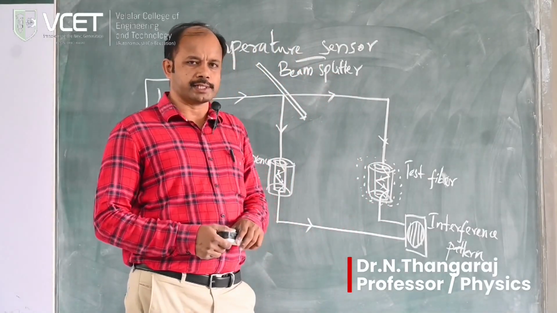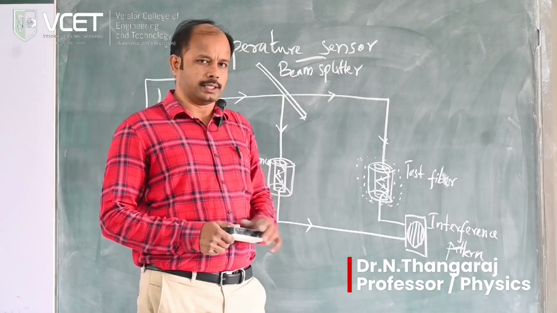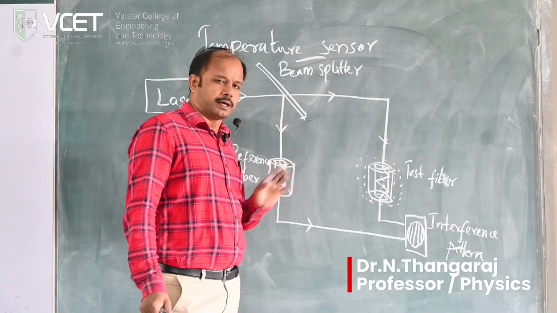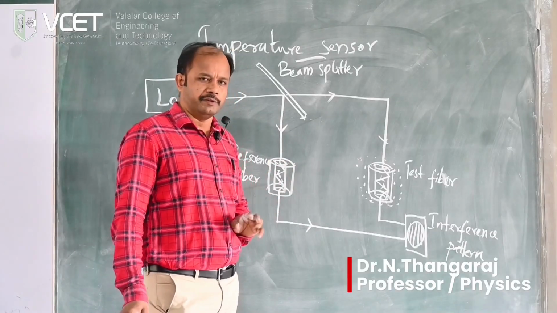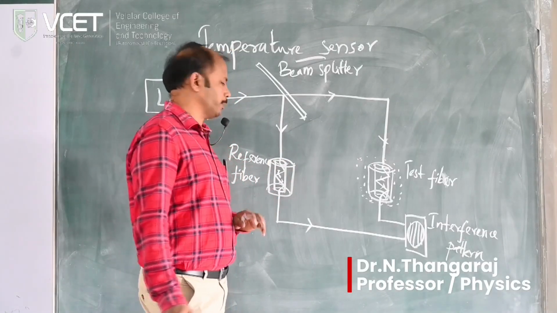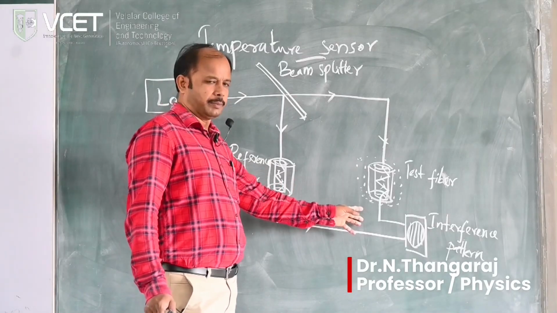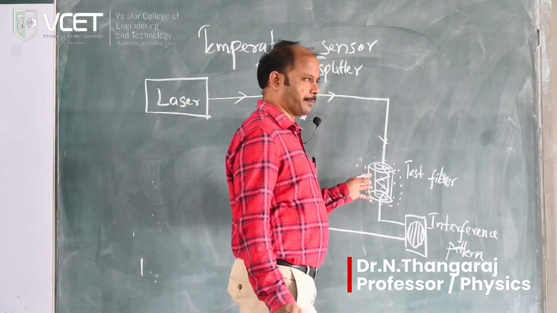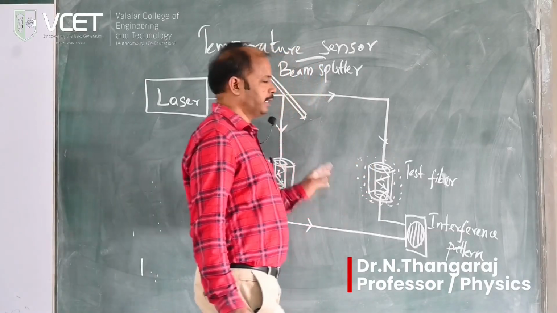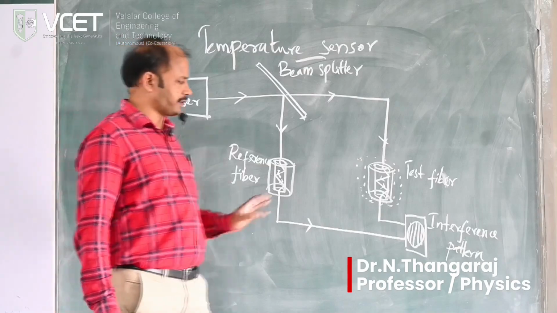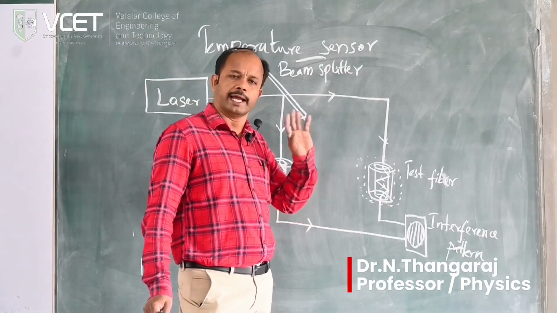Today we are going to discuss the topic temperature sensor. It is based on the principle of interference between the beams emerging from the reference fiber and the test fiber. That means the test fiber is kept in the measuring environment. It is the basic principle. The basic concept is interference. From this interference pattern, we can measure the temperature of any environment.